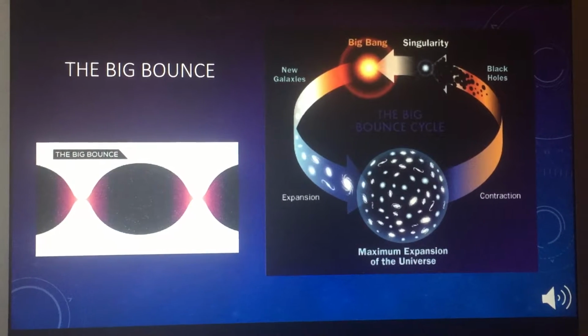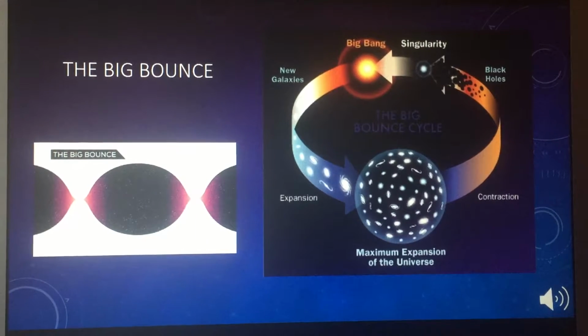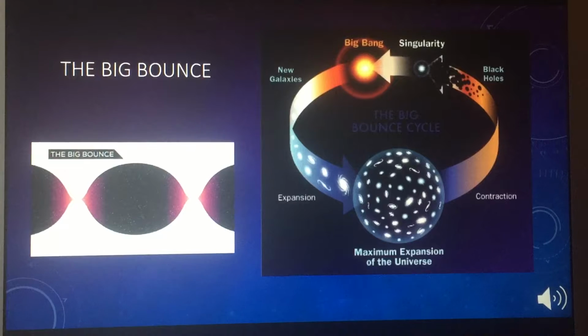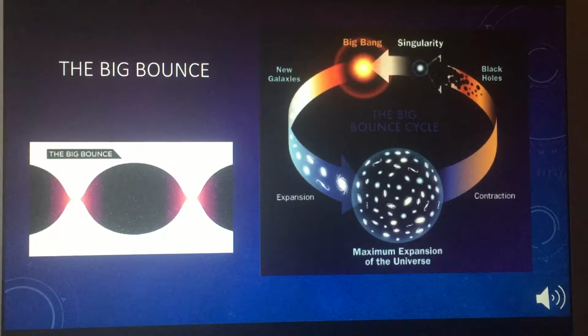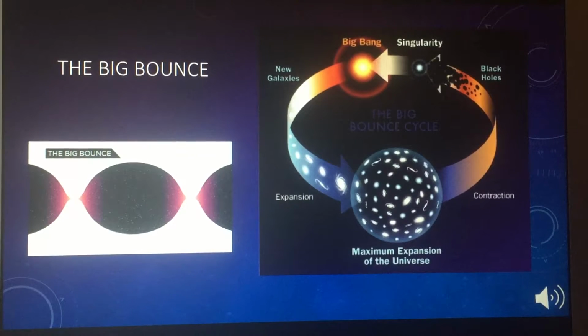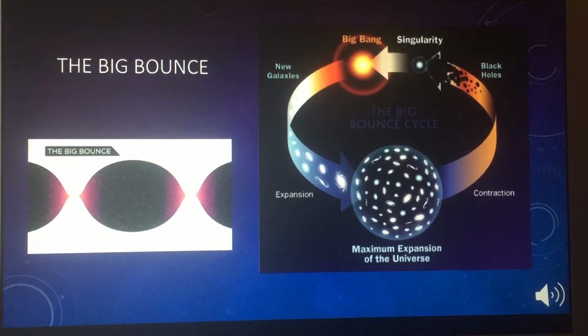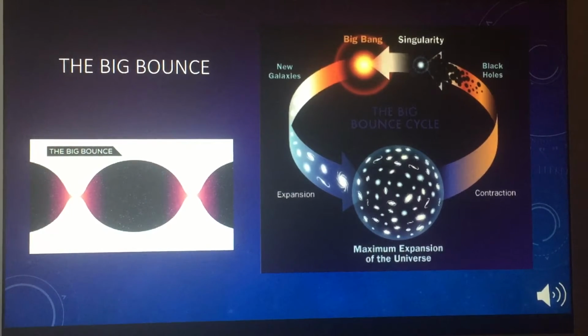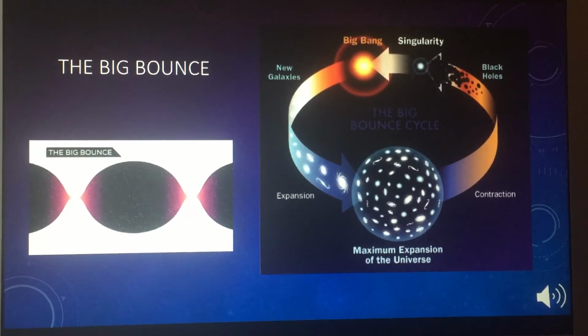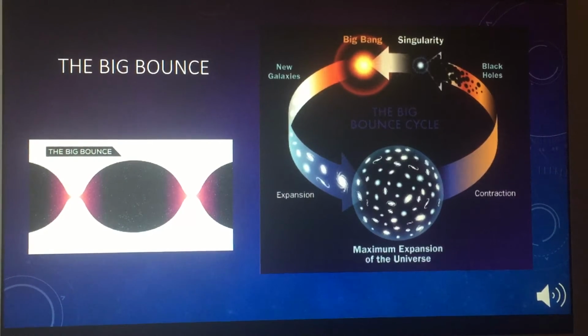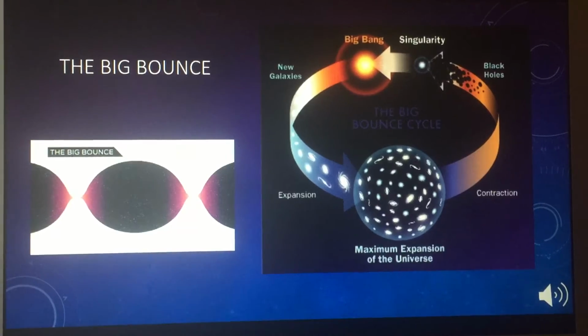The last theory we will talk about is the Big Bounce. The Big Bounce is a combination of the Big Freeze and Crunch theories. It thinks that the universe starts in a Big Bang, expands to maximum expansion, and then starts to shrink and form black holes. It shrinks all the way to a point of singularity, then another Big Bang happens, and it starts all over again.